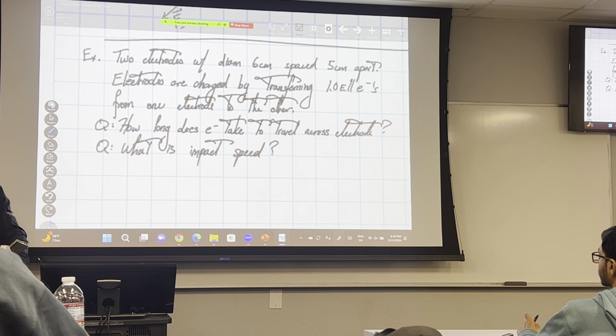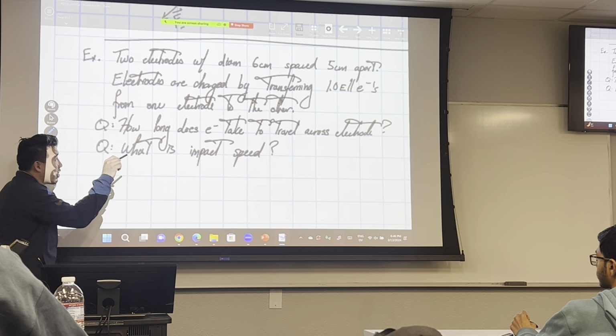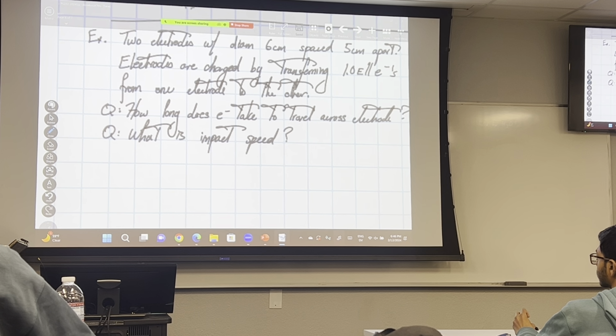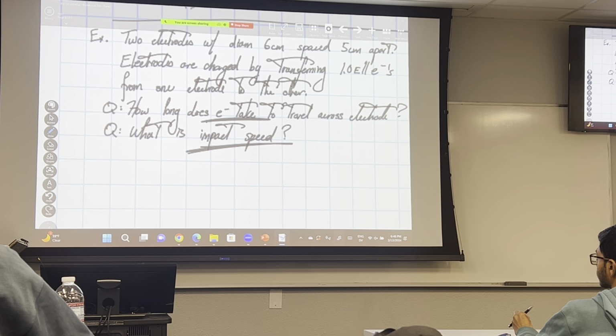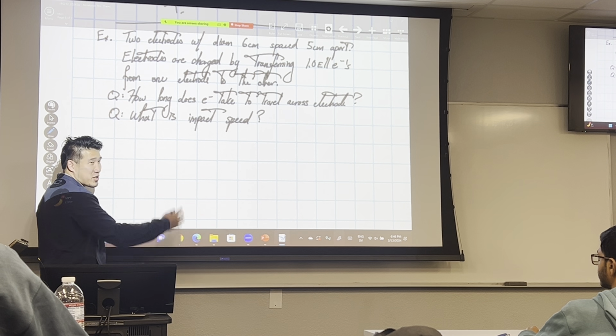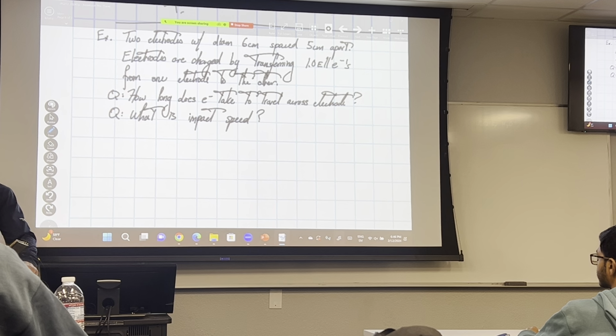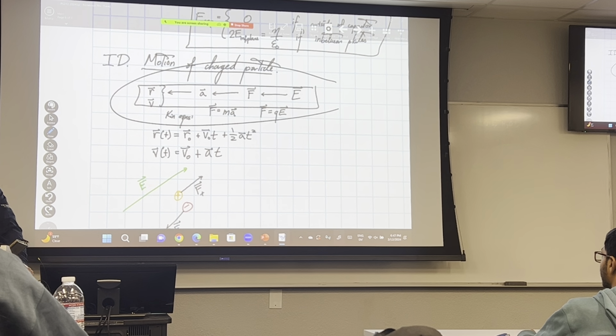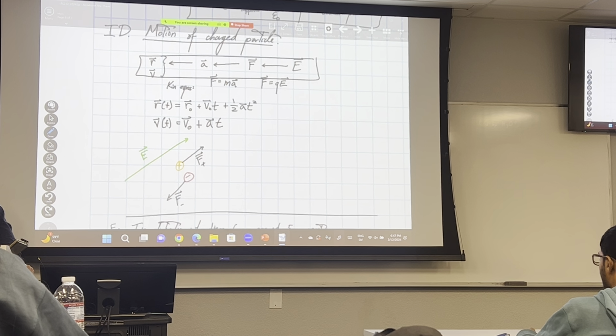So you're given information about electrodes that they have a diameter of 6 centimeters and they're spaced 5 centimeters apart. You're also told that the electrodes are charged by transferring some amount of electrons. Just given this information on electrodes, we're asked about the motion of an electron. It seems like we don't have enough information to answer this problem, because we're given information about the electrodes, but we're asked about something completely separate. However, it's this chain of logical sequence that we need to understand.